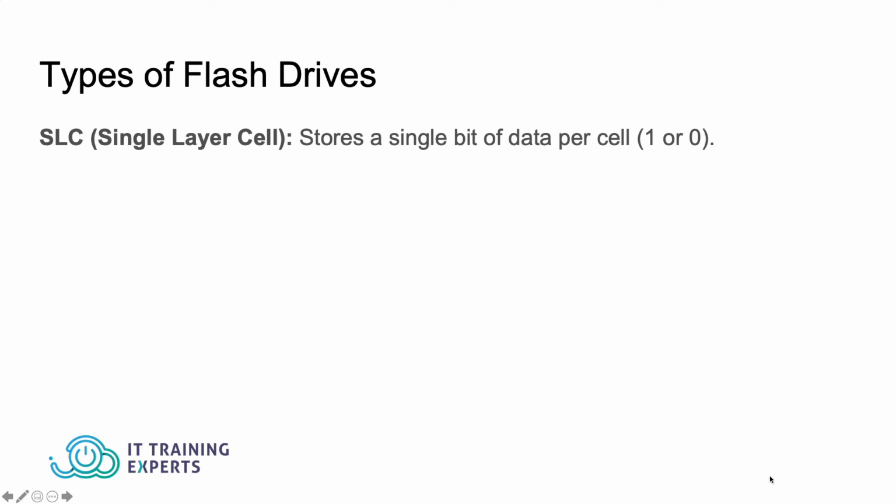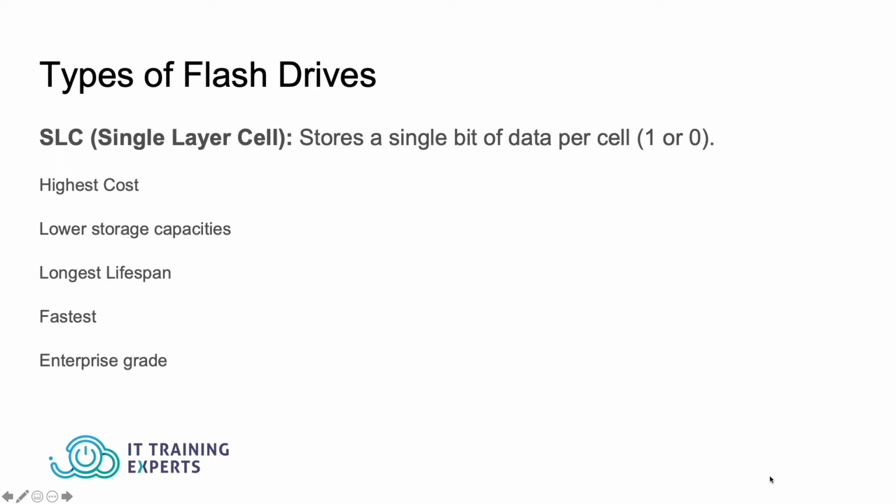An SLC drive stores a single bit of data per cell. So we're talking a binary value, a 1 or a 0. Typically, SLC drives have the highest cost, but have the lowest storage capacities. But that high cost is primarily because of their reliability. They have by far the longest lifespan, and they are the fastest drives in the market. They are what we would consider enterprise grade because they hit those key requirements when it comes down to performance and reliability.